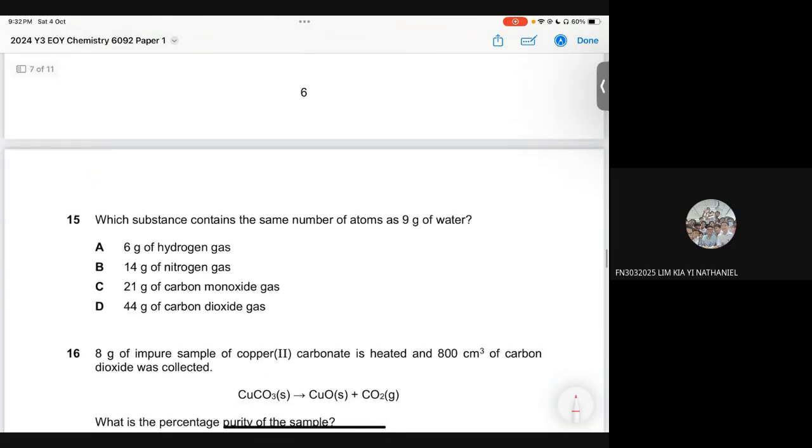Next, question 15. Which substance contains the same number of atoms as 9 grams of water? To know that they have the same number of atoms, I definitely must split it up further. So let's find first, in 9 grams of water, how many atoms do I have? First thing, 9 grams of water is 9 grams of H2O, right? So let's find the mole. How many moles of water? It'll be 9/18, moles of H2O. So it's 0.5 mole of H2O.